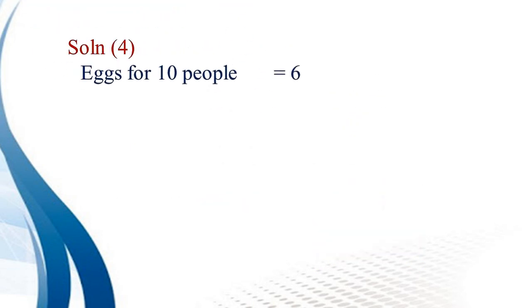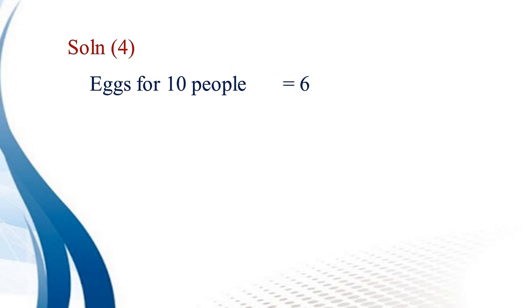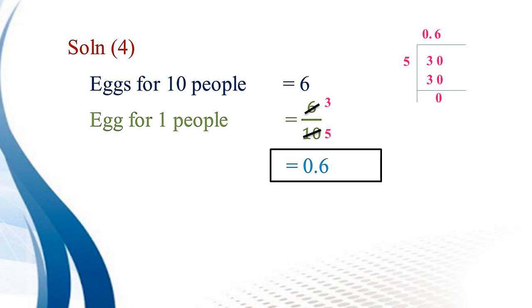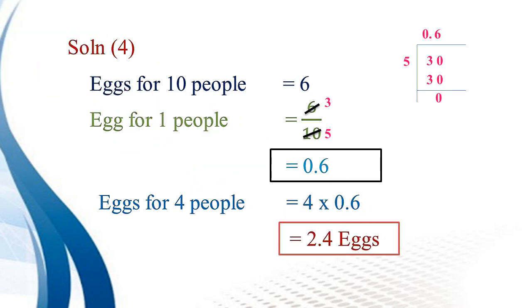Fourth one, eggs for 10 people equal to 6. Now we want to find the egg for 1 people equal to 6 by 10. When you simplify, you will get 3 by 5. So divide, you will get it is 0.6. Now we want to find the eggs for 4 people, that is 4 multiplied with 0.6, you will get 2.4 eggs.